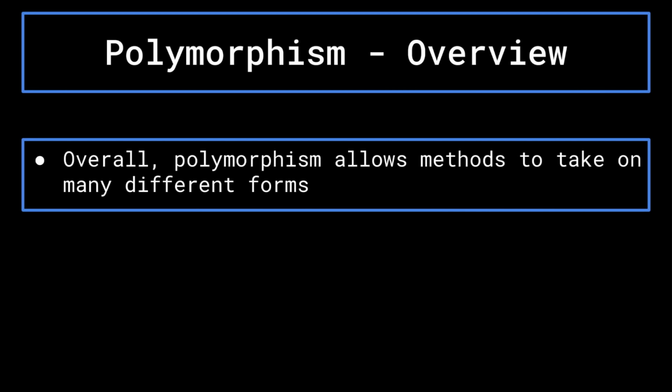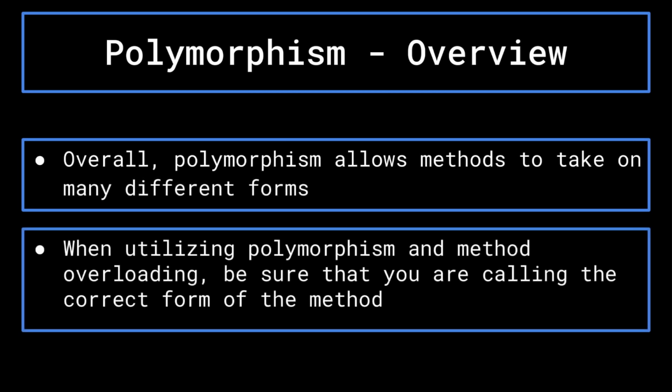Overall, polymorphism simply allows methods to take on many different forms. It can be very useful in that it allows methods of the same name to exist both in the same class and in different classes. However, you must be careful to ensure that you are calling the correct form of the method that you want so your program can function as intended. That does it for polymorphism.